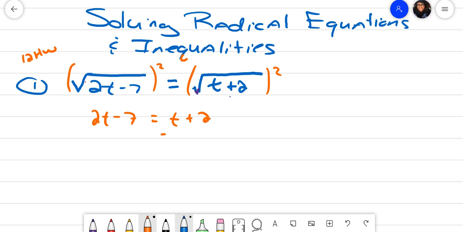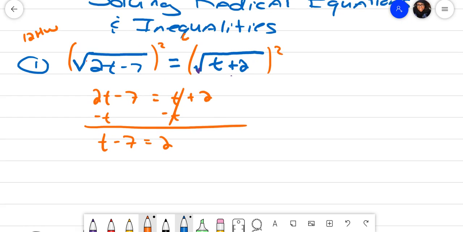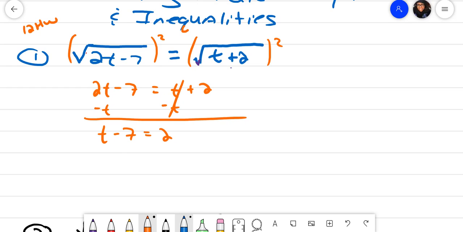So in this case, we're going to do a minus t. We end up with t, or 1t, minus 7 equals 2. We add the 7. And we end up with t equals 9. Now that's our answer. Again, we always want to go back and check.